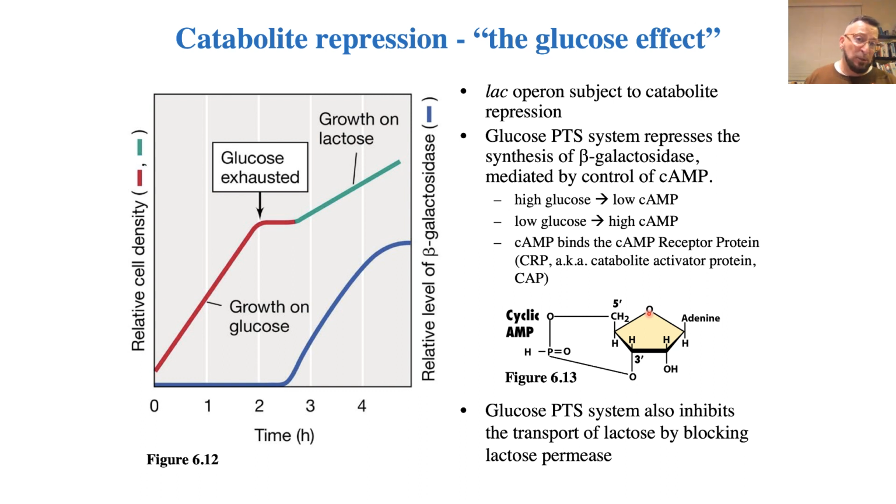Another way catabolite repression works is that the PTS system can also block the transport of glucose by blocking the glucose permease. So here, the transport of glucose is tied together to the control of the expression of different operons.